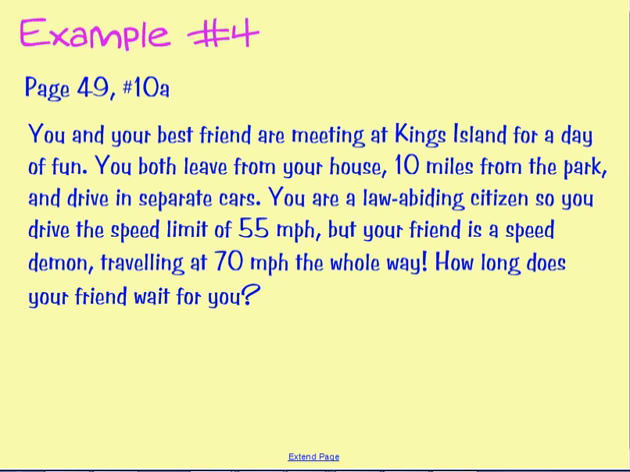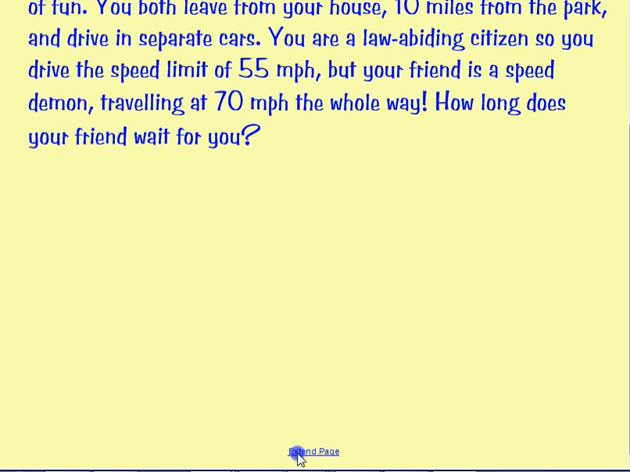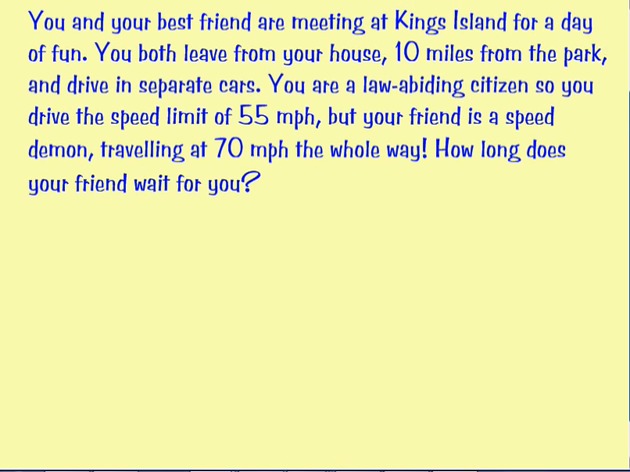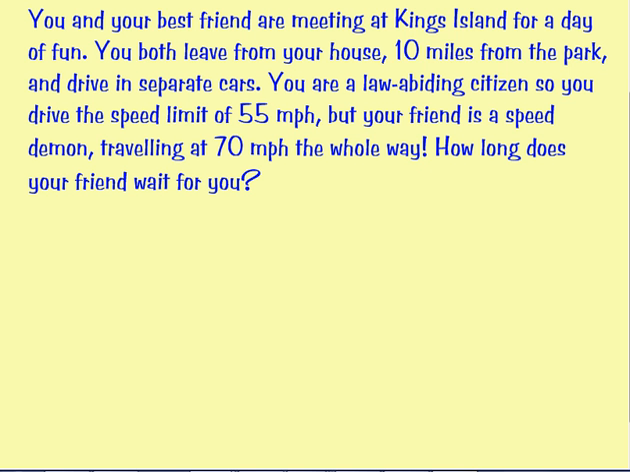Again, we're going to follow the GUMMIES method, starting out by writing out what we know, picking out information out of this word problem. The first number I see is that it's 10 miles from the park. That's going to be a displacement value. So I'll write that as delta x equals 10 miles.